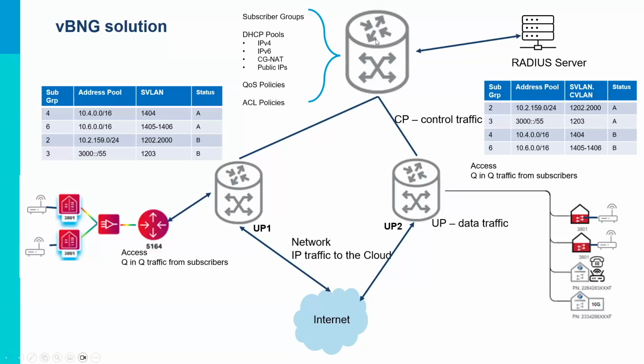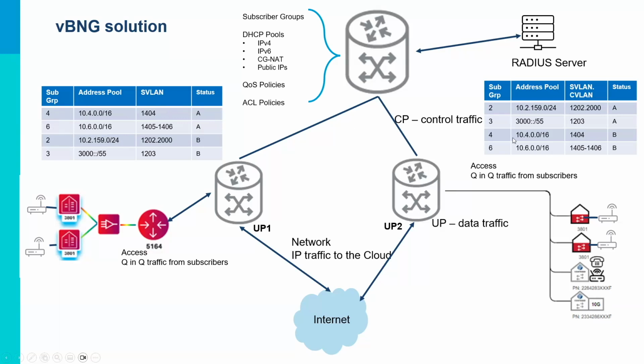So the CP also manages the balance of subscribers in the network. In this example, UP1 is supporting subscriber groups 4 and 6. Subscriber group 4 is any traffic that comes in on an SVLAN of 1404, which is assigned an address from the 10.4.0.0/16 address pool. Any subscriber that comes in on 1405 or 1406 is assigned an address from the 10.6.0.0/16 pool. This is the active UP for these subscriber groups.